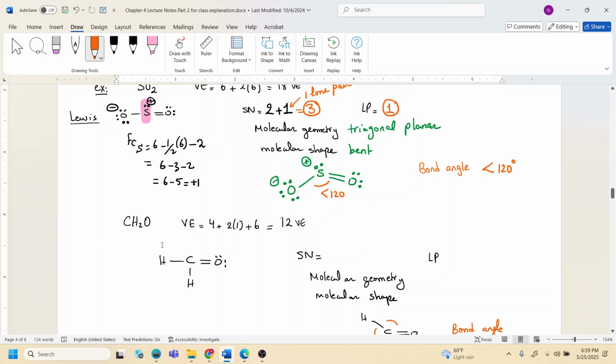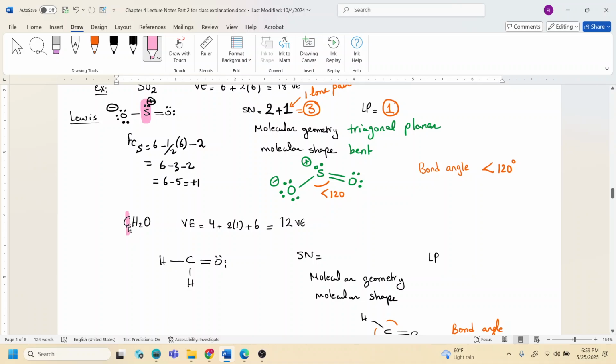Another example, CH2O. Okay, so we're going to go ahead and distribute the 12 valence electrons. One thing that I want to say here: carbon is the unique element. Oxygen is another unique element, but carbon is less electronegative, so carbon is going to be in the center in there.